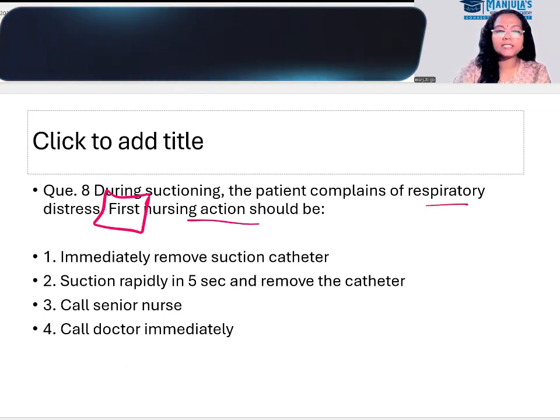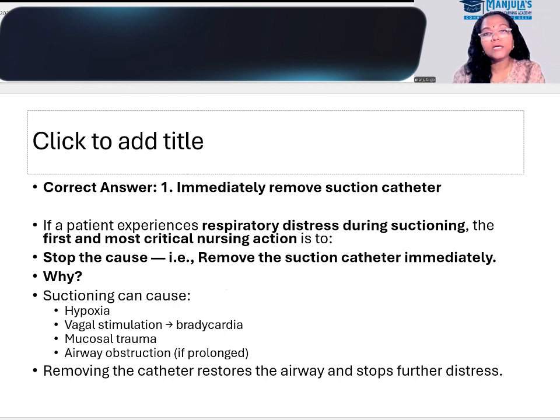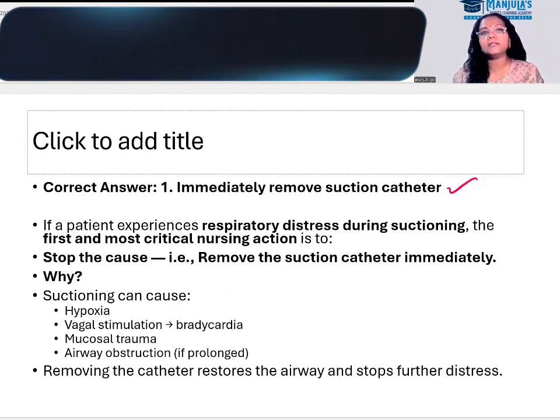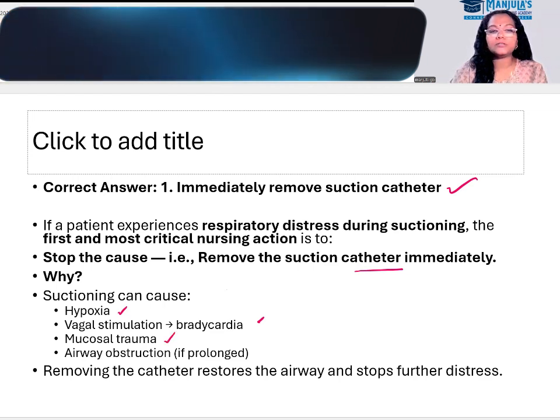So the patient, while suctioning, is undergoing respiratory distress. What should be done first? Immediately remove the suction catheter is the answer, because any time there is respiratory distress, whatever you are doing, you have to stop the cause, right? So remove the suction catheter immediately, because suctioning can cause hypoxia, it can cause vagal stimulation and lead to bradycardia, it can cause mucosal trauma and airway obstruction if prolonged.